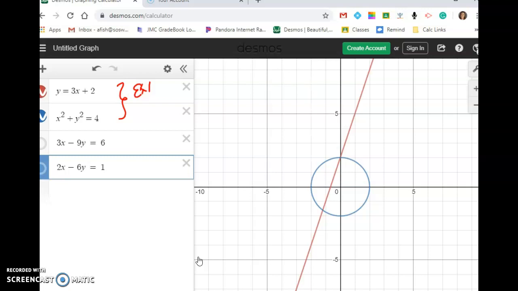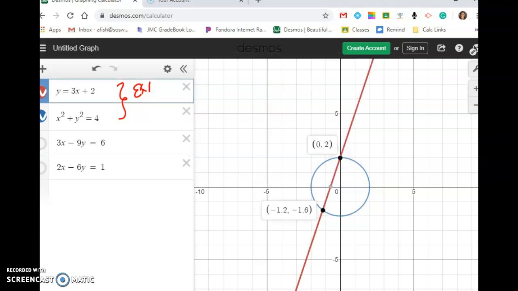So when I graph this, I can see that the red one is just an equation of a line. The blue one is the equation of a circle. So when you're looking for your solutions, you just look for your specific points. So my solutions for this situation, for example 1, are at (0, 2) and at (-1.2, -1.6). Pretty simple. You just type it in, find your intersection points, and sometimes you will have special cases.